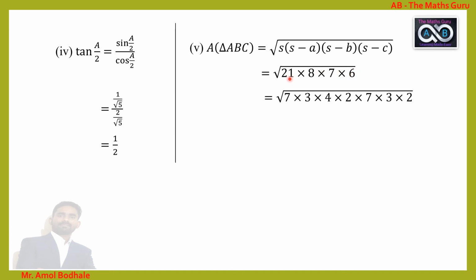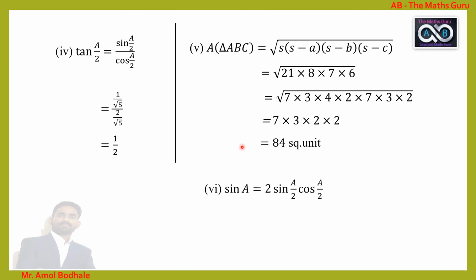So here 21 can be written as 7 into 3, 8 as 4 into 2, 7 as it is, 6 as 3 into 2. So here 7 is 2 times inside the square root, we can take outside. 2 is 2 times in square root, we can take outside. 3 is also 2 times, we can take outside. And the square root of 4, that is 2 outside. So we can write 7 into 3 into 2 into 2. So that is 84 square unit. So this is the area of triangle ABC.